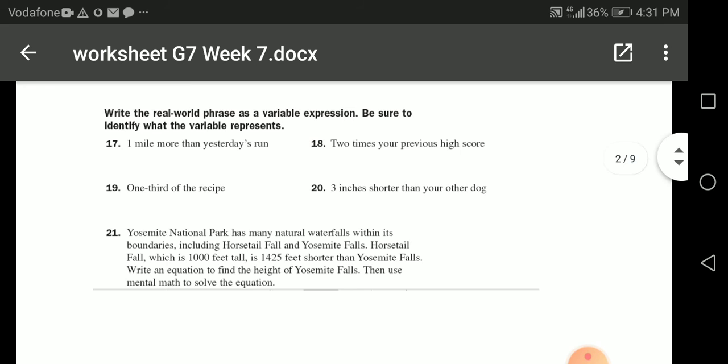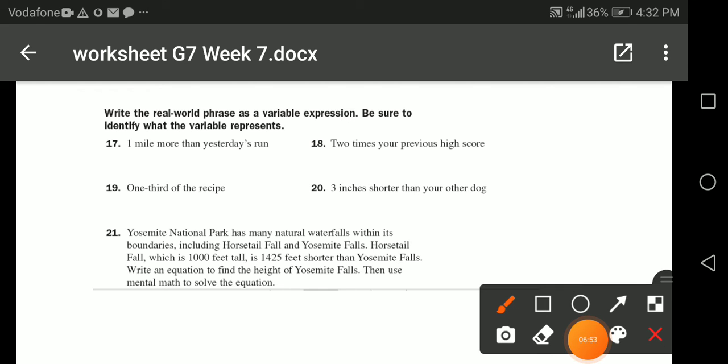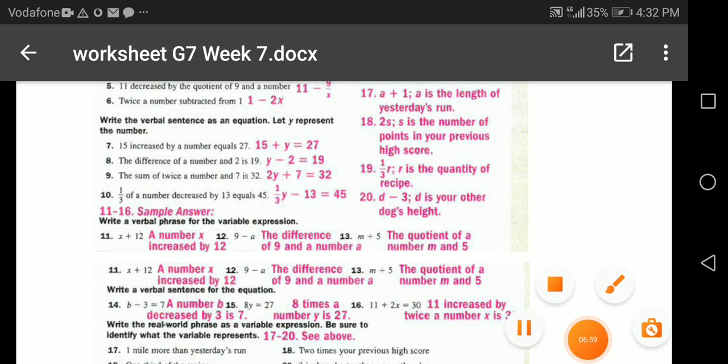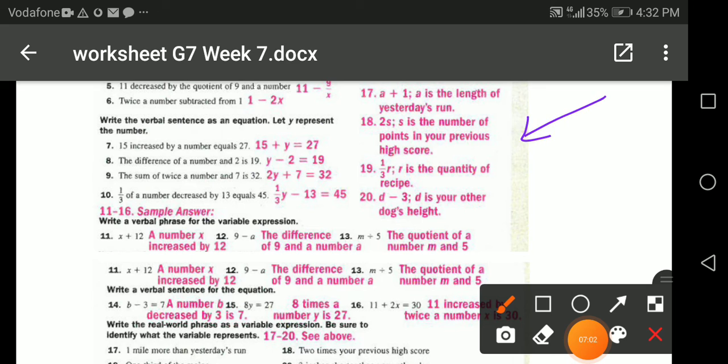Okay, let's do this. Write the real world phrase as a variable expression. Be sure to identify what the variable represents. Okay, guys, 1 mile more than yesterday's run. Okay, how can we write it? Number 17, 1 mile more than yesterday's run. It has a very specific way to write it.